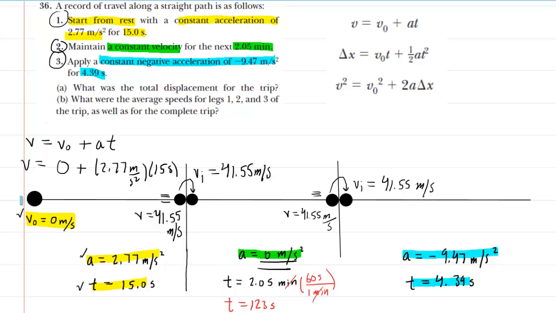Now, this object is moving in a straight line. We don't have to worry about any sort of strange vector concepts here. We can simply apply the displacement equation, and what we'll do is apply it 3 times. We'll do it for each of the 3 segments, and then simply add them all together.